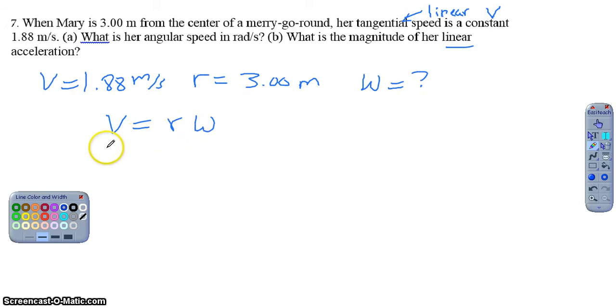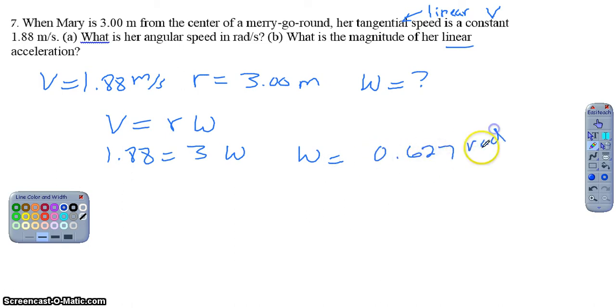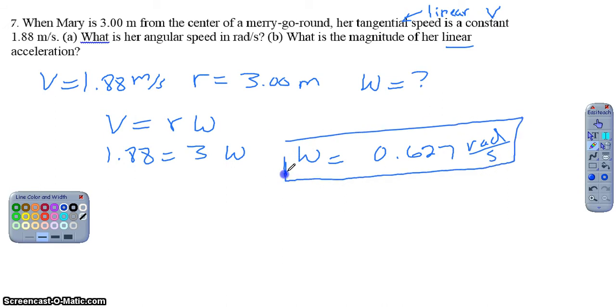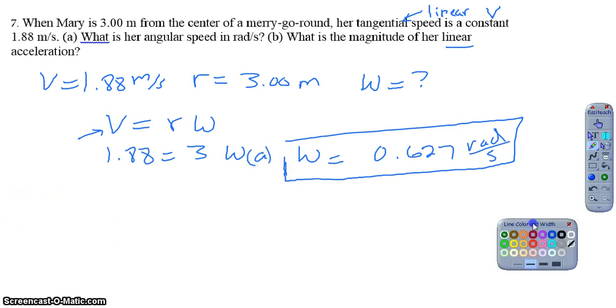Solving for this, we get 1.88 equals the radius 3 times our omega. Solving for omega, we get 0.627 radians per second. So part A, nothing too crazy. Again, the big relationship is that we can always relate our linear measurements to our angular measurements if we simply multiply by the radius. Okay, so that takes care of part A. Not too bad. Part B is where it gets a little bit trickier.